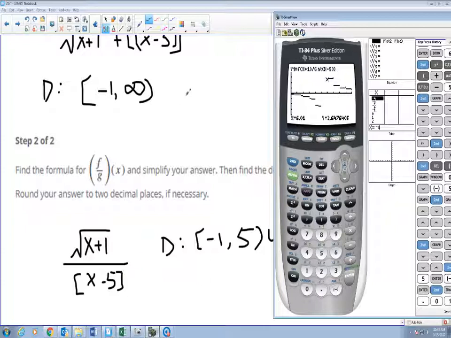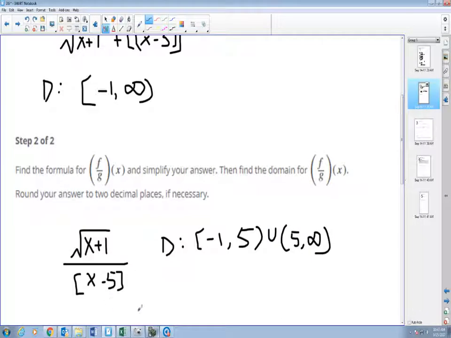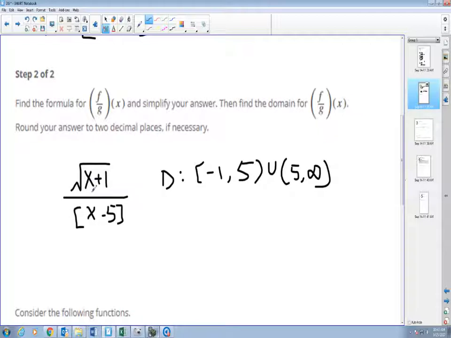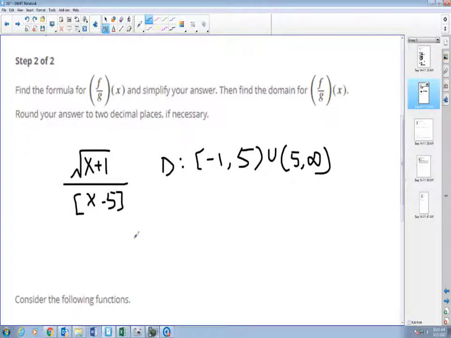Alright, so be careful now, be careful. I did not check the denominator. Gotta check the denominator too. So the -1 tells me where I start, but my restriction on the domain has got to be this 5, because 5 minus 5 will give me the 0.